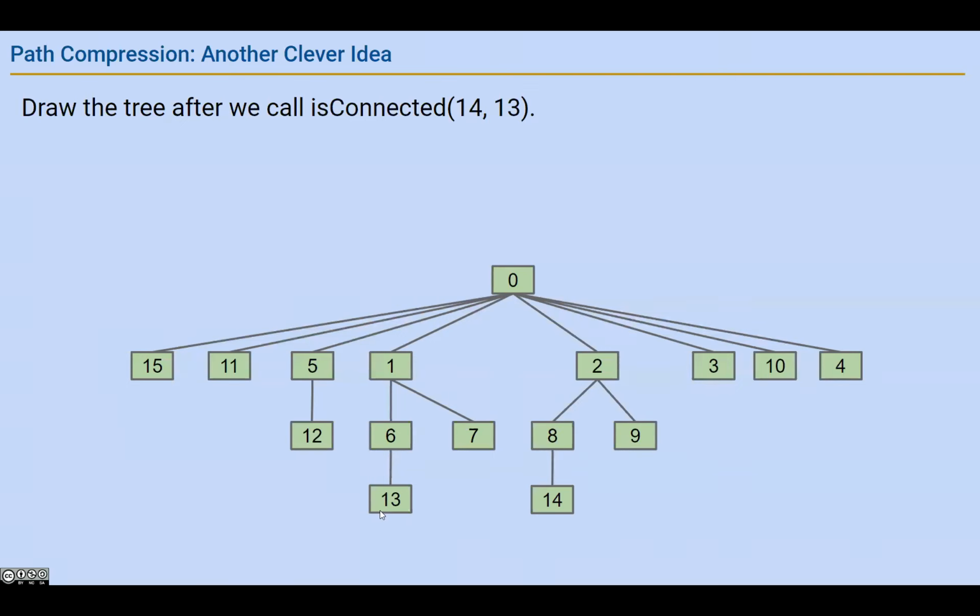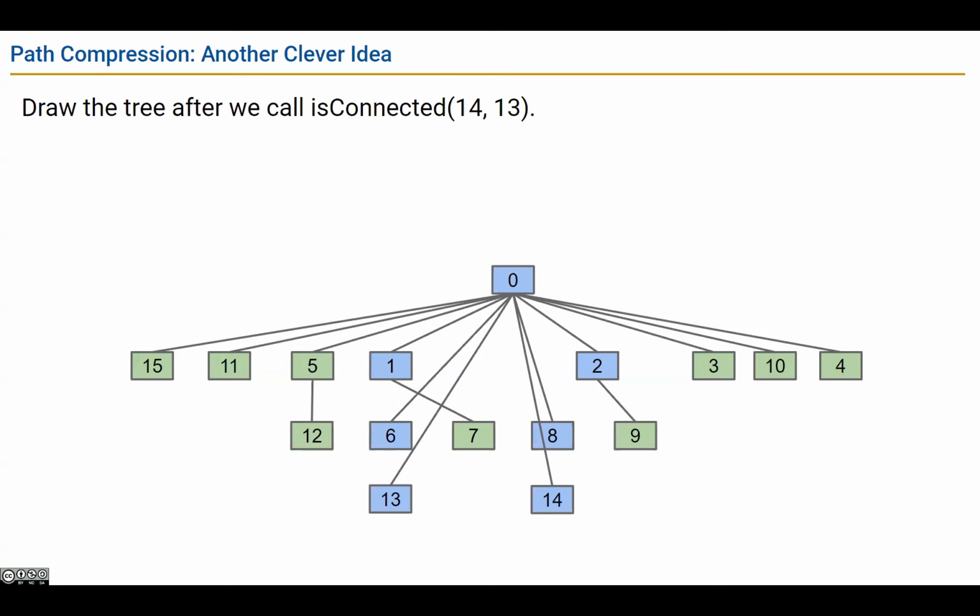And then 13. Who's your boss? 13, climb, climb, climb. And as I climb, everything I see along the way, I should tie directly to 0, because that's what I learned from doing the climbing. So 14 and 13, are they connected? Yes, they are. The climbing told me that. But as I climbed, I also tied all of these items directly to 0, which is kind of cool.